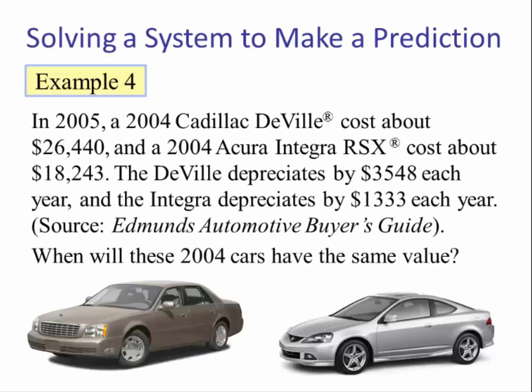Lesson objective. Example 4. In 2005, a 2004 Cadillac DeVille cost about $26,440. And a 2004 Acura Integra RSX cost about $18,243. The DeVille depreciates by $3,548 each year, and the Integra depreciates by $1,333 each year. When will these 2004 cars have the same value?